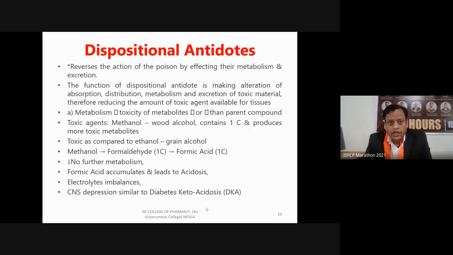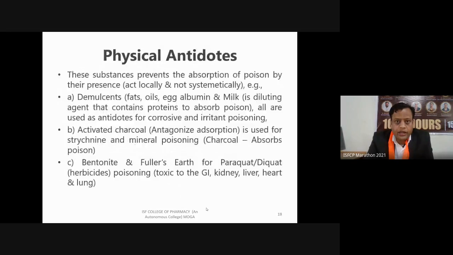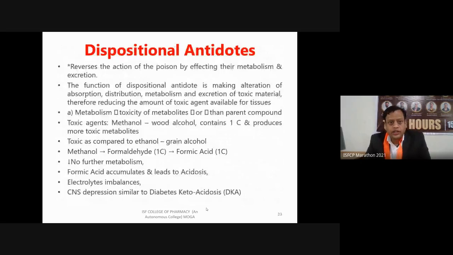Next one is dispositional antidotes. We already discussed the chemical antidotes and physical antidotes. Now, dispositional antidotes. Dispositional antidotes generally reverse the action of the poison by affecting its metabolism and excretion.